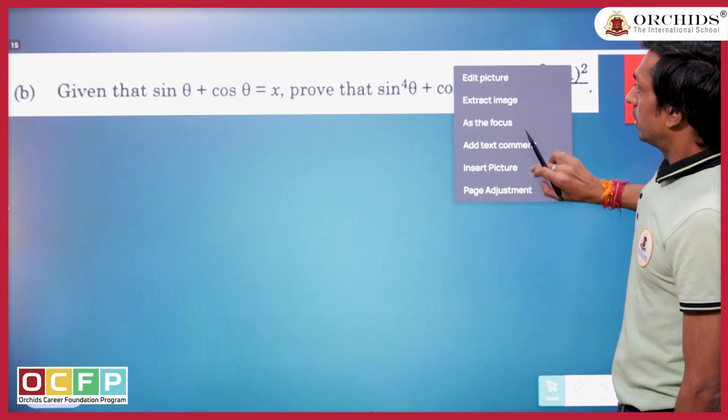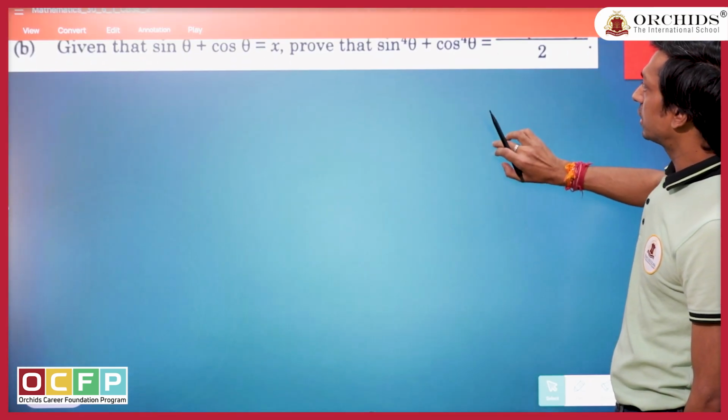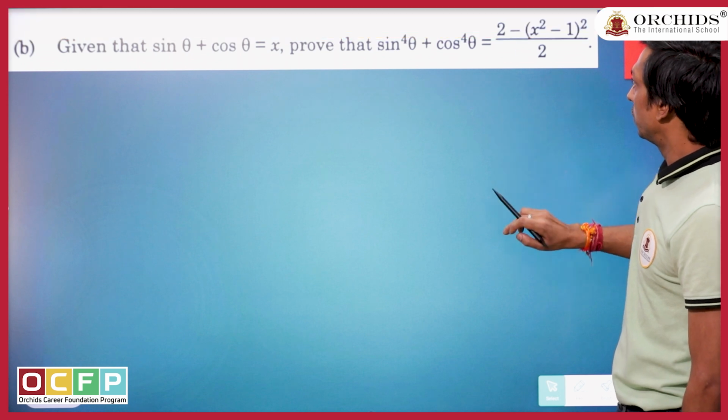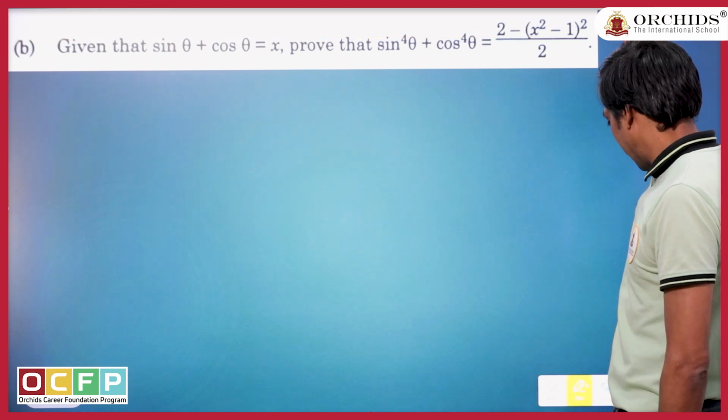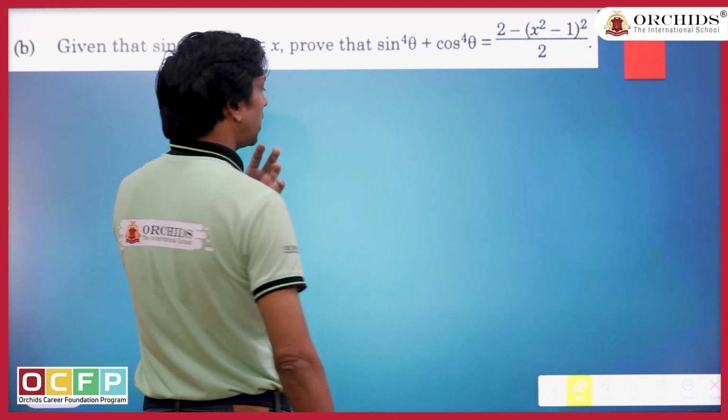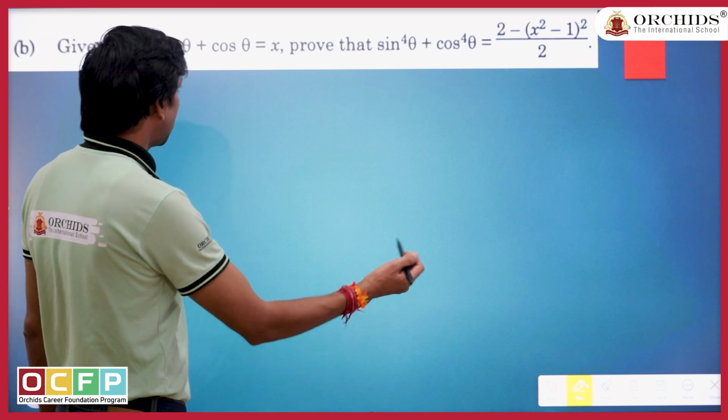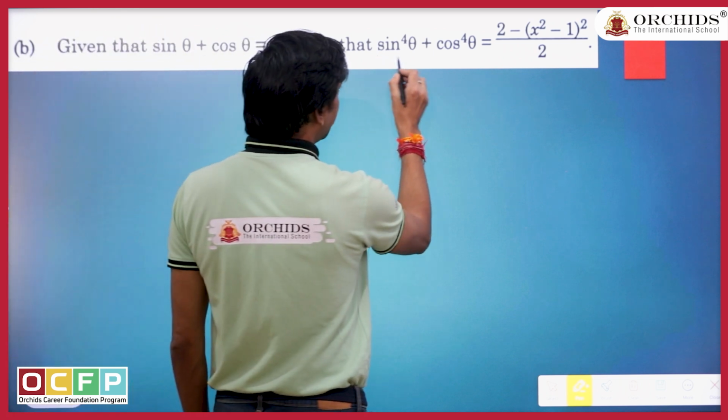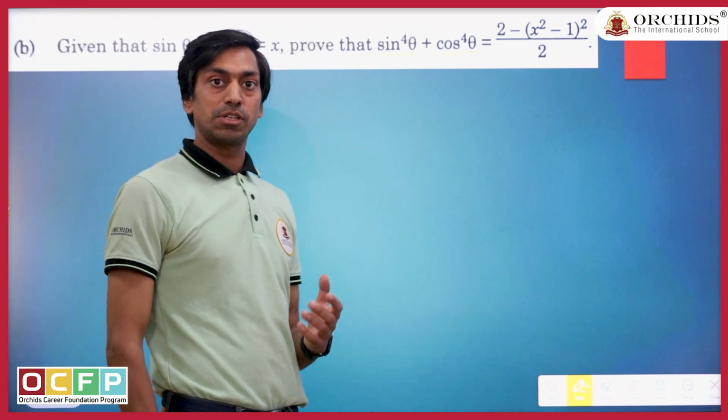Next, the problem is: given that sin theta plus cos theta equals x, we have to prove this expression equal to the right hand side. In this case we have to use two algebraic identities. As we know, we need to find the value of sin raised to 4 theta plus cos raised to 4 theta.